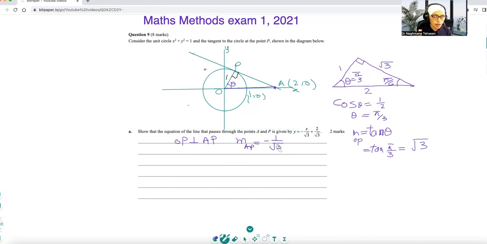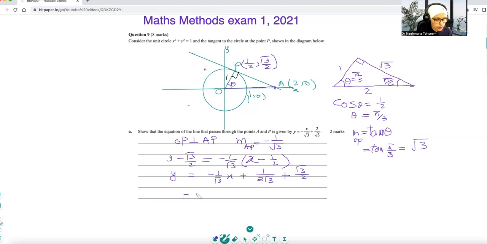So we got the gradient. Now we also need the coordinates of this point P, which we know. The x coordinate is cos theta, which is 1/2. The y coordinate is sine theta, which is √3/2. So we know this point, and we can find the equation of the line that passes through it. We go y minus √3/2 equals m, which is -1/√3, times x minus x1, which is 1/2. Then rearranging, we take the √3/2 across: -1/√3 x plus 1/(2√3), and then plus √3/2.